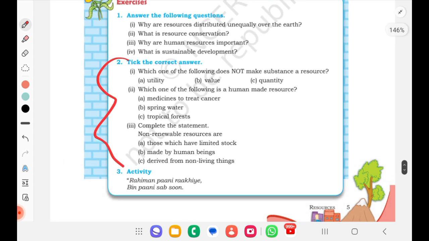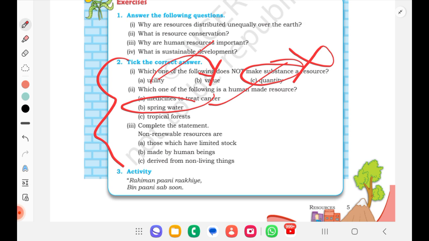Which one of the following does not make something a resource? Utility, yes, having some value, not quantity. Quantity can't be the criterion. Which one of the following is a human-made resource? Medicine to treat cancer, yes. Spring water, tropical forest, all these are natural, right? Complete the statement: non-renewable resources are those which have a limited stock. Human-made by human beings, no. Derived from non-living beings, no. They have a limited stock.